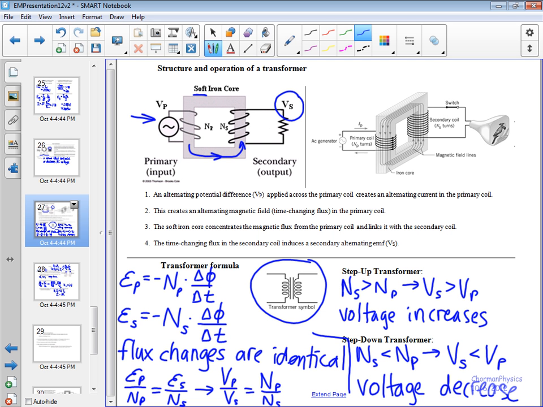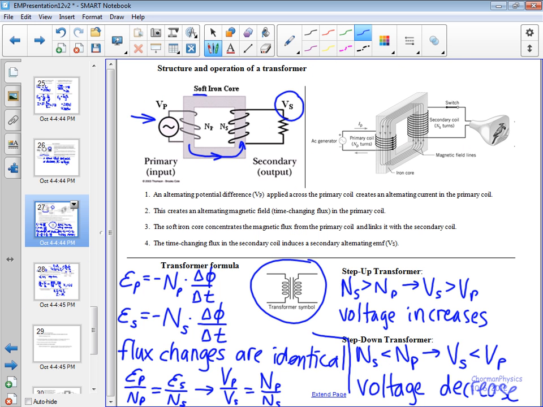What this leads to is that we get a couple of different transformers. We can have a step-up transformer. This means that if the number of turns in the secondary coil is greater than the number of turns in the primary coil, we end up with an increase in the voltage. The voltage in the secondary coil is going to be higher than the voltage in the primary coil. A step-down transformer is the other way. We have fewer turns in the secondary coil, so that leads to a lower voltage generated in that secondary coil. This is really helpful when we want to manipulate the voltage in a circuit.